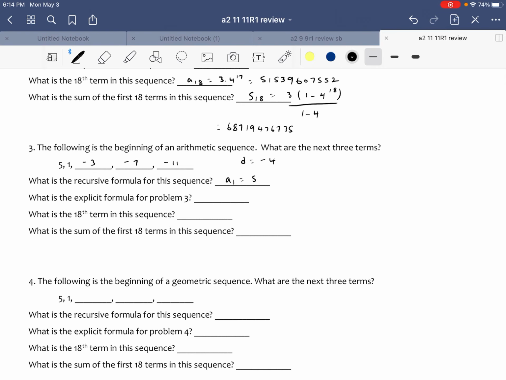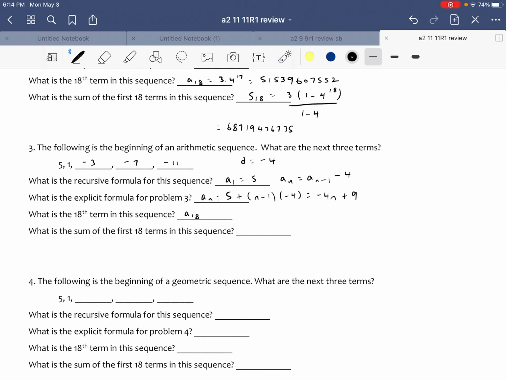Recursive formula, two parts. A sub 1 is equal to 5. And for an arithmetic, a sub n minus 1, and then the common difference. We are subtracting 4. Explicit, a sub n is equal to your first term plus n minus 1 times your common difference. Put that -4 in a parentheses. -4 will distribute. -4 and n make -4n. -4 and -1 make +4, and then the 5 up front plus 9.